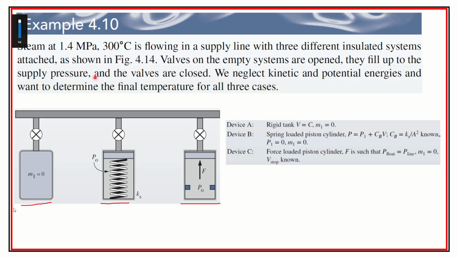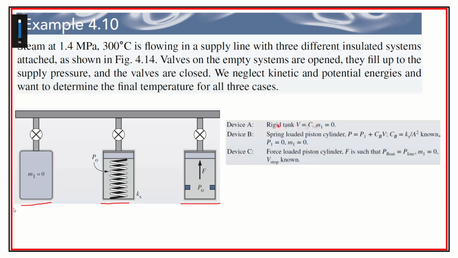So this is the transient thing that's taking place. These were empty. This is completely empty. This one, the piston's all the way up, and this one, the piston's all the way up, and it's got some kind of force coming in there. We neglect kinetic and potential energies, and we want to determine the final temperature for all three cases. And remember, these are all insulated, so I guess that's what the little fuzzy gray thing around that is supposed to be.